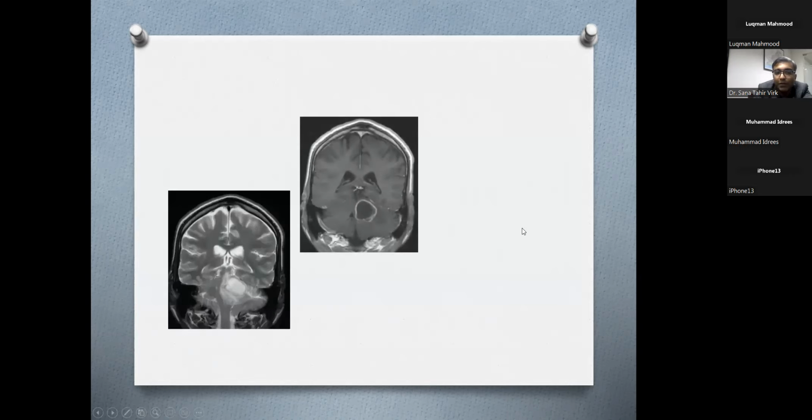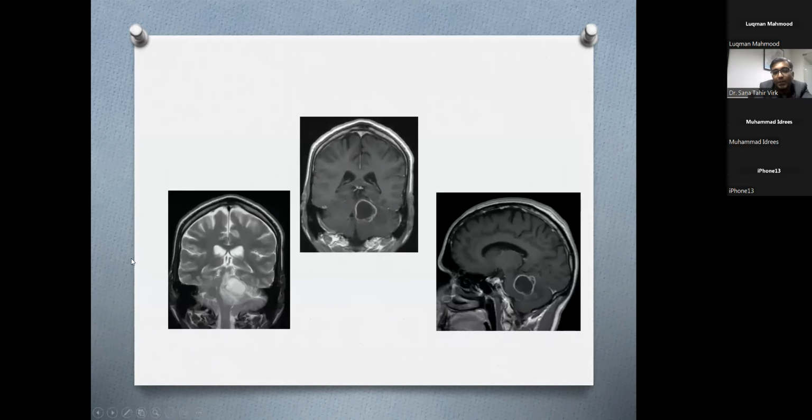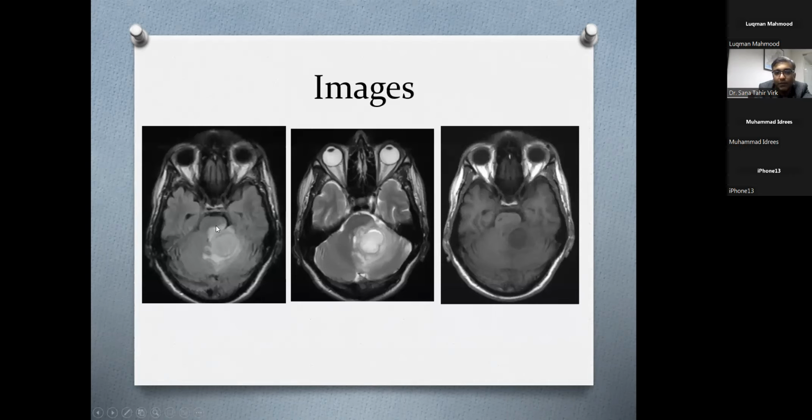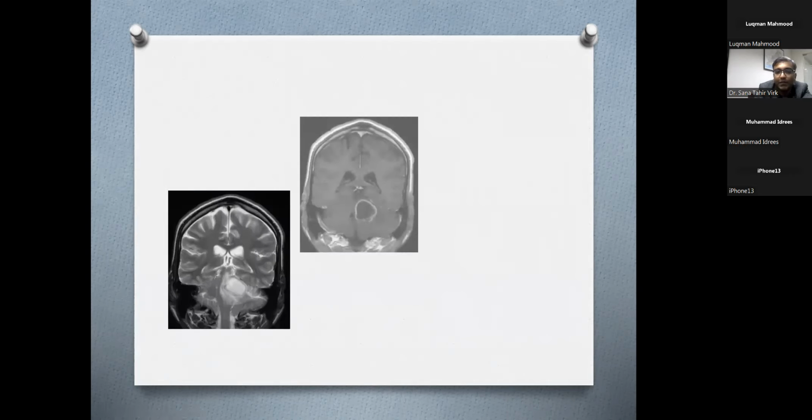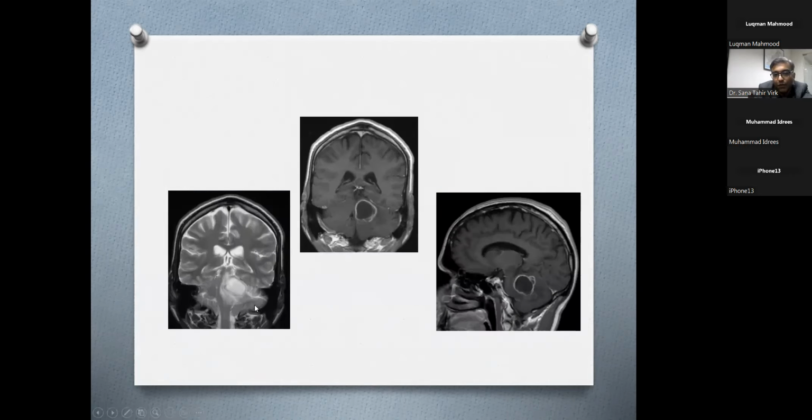Then we have more images of the same patient. Can anybody now explain what this image is, what this image is, and what this image is? Anybody? This is the T2 coronal image of the same patient. These were the axial images. This is the coronal section of T2 MRI brain. And then we have coronal post-contrast T1 image. And then we have sagittal post-contrast T1 image.